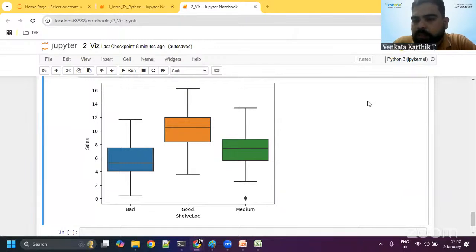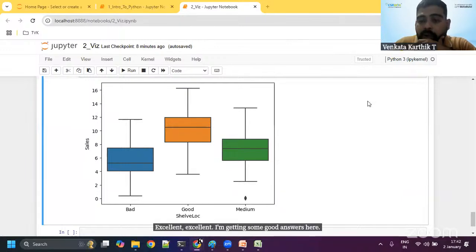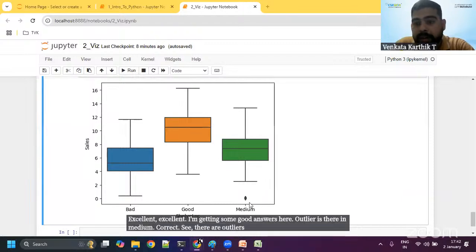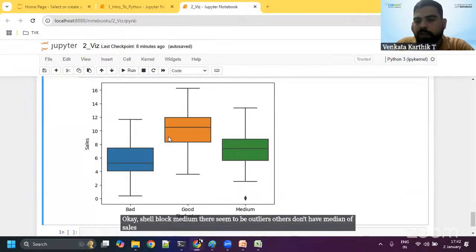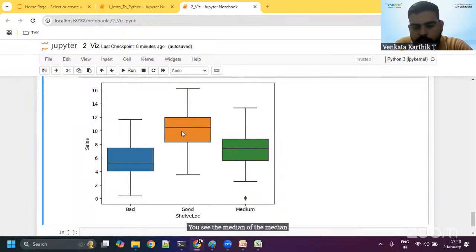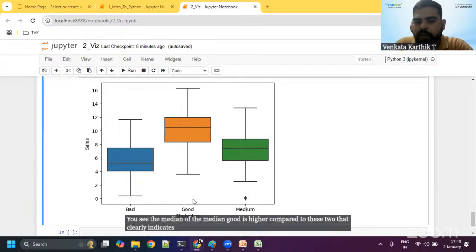Excellent, I'm getting some good answers here. Outliers are there in medium. Correct, there are outliers in the medium shell block category; the others don't have any. The median of sales is highest in the good shell block. Exactly. See, there are three lines over here: this is the median of bad, this is the median of good, and this is the median of medium. The median of good is higher compared to these two. That clearly indicates that the good shell block's sales are much better compared to medium and bad.